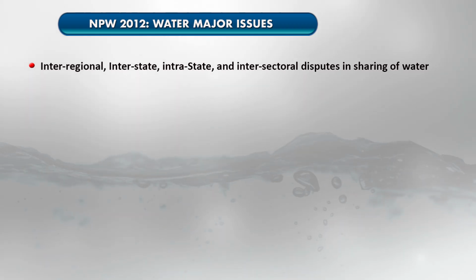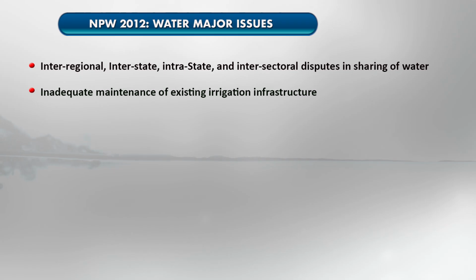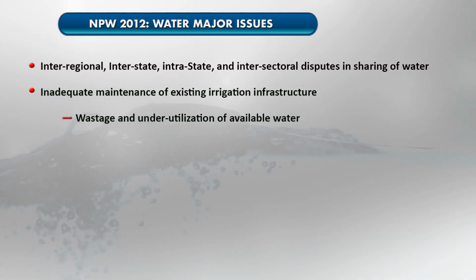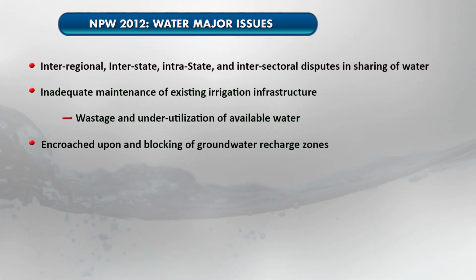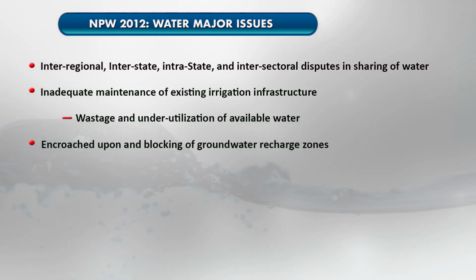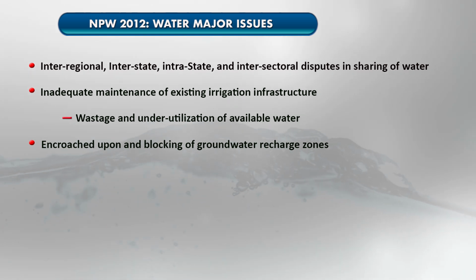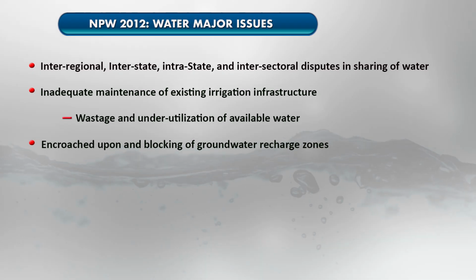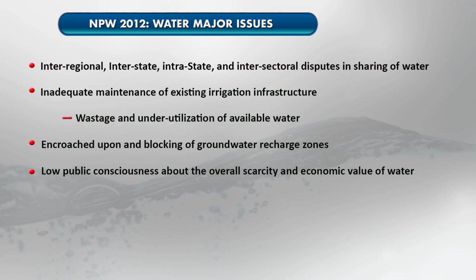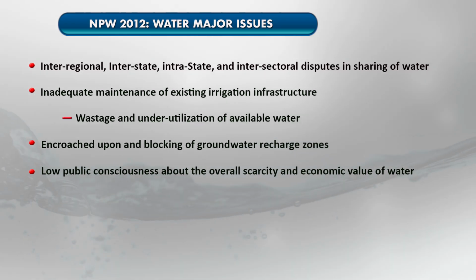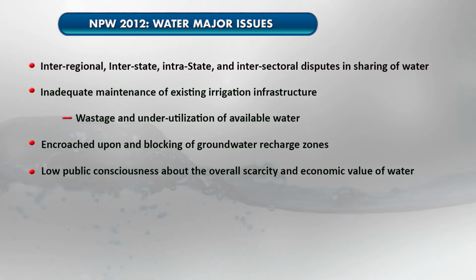Another problem identified by the national water policy is inadequate maintenance of the existing irrigation infrastructure. There is a lot of wastage or underutilization of available resources sometimes, and encroachment upon or blocking of groundwater recharge zones is another problem. The groundwater recharge areas have been occupied by illegal housing colonies. So there are a lot of problems. So there is less groundwater recharge. Then there is low public consciousness about the overall scarcity and economic value of water. People are not aware of the scarcity. They also don't know about the economic importance of water. So all these issues were identified by the national water policy.